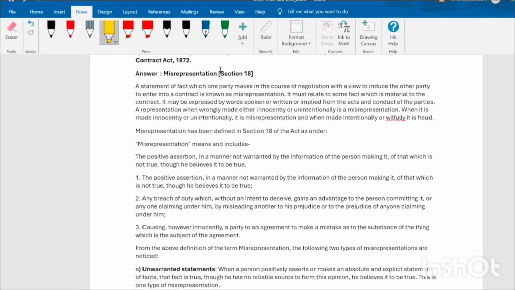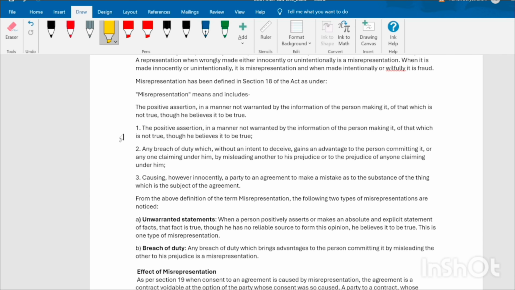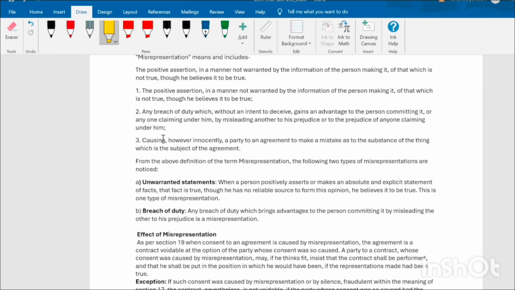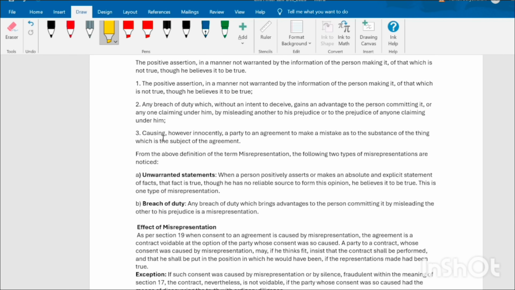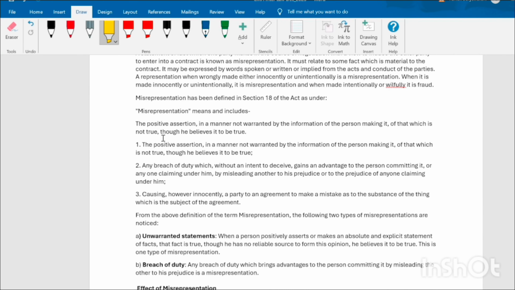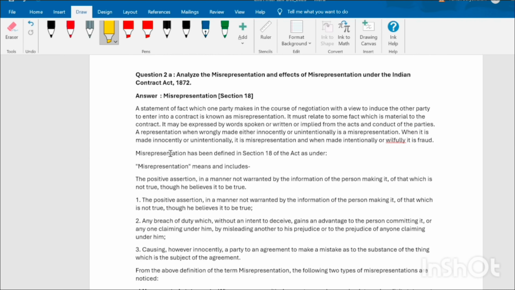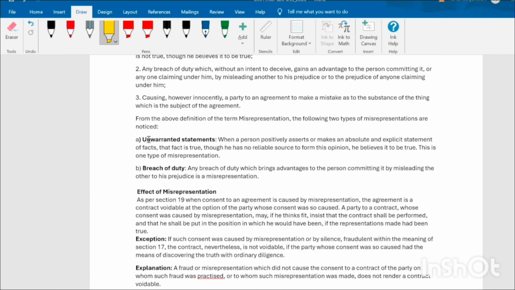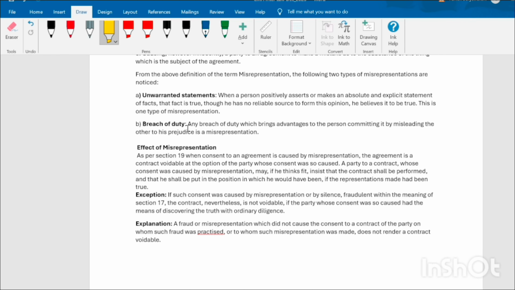So basically, you have to write the provisions of misrepresentation section 18, and the content of it prefer to be written in bullet point, because it's beneficial when you write in bullet point. Beneficial for checker also, because it is easy to them to check. So okay, so misrepresentation and its the points: positive assertion, any breach of duty causing etc., unwarranted statement, breach of duty. Those points you have to mention and underline them to highlight.